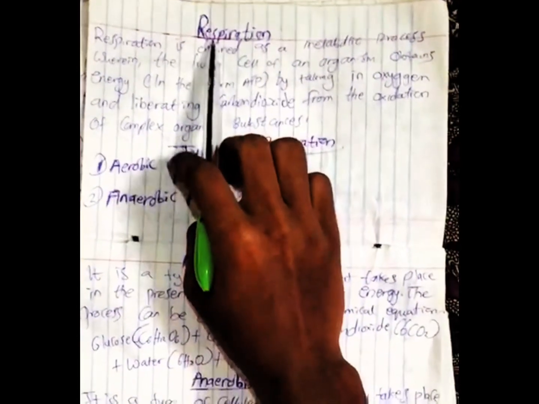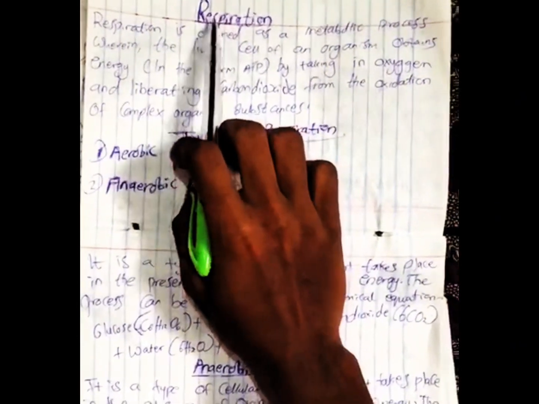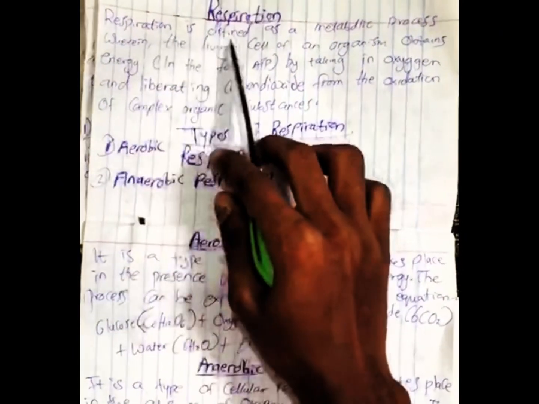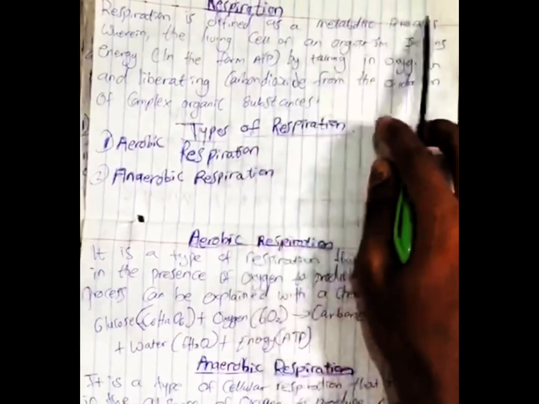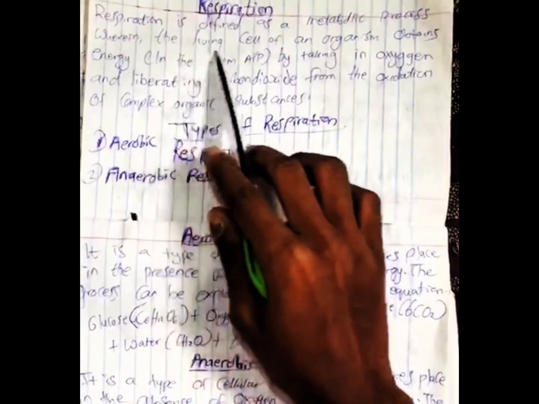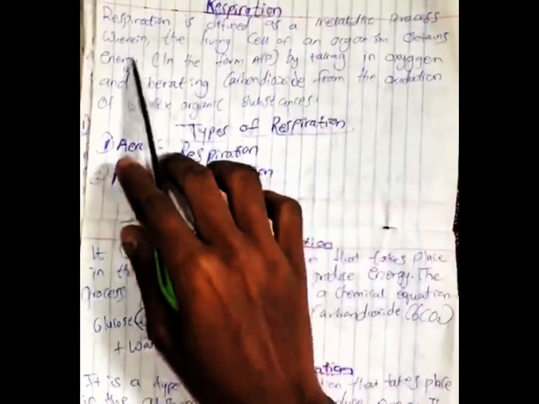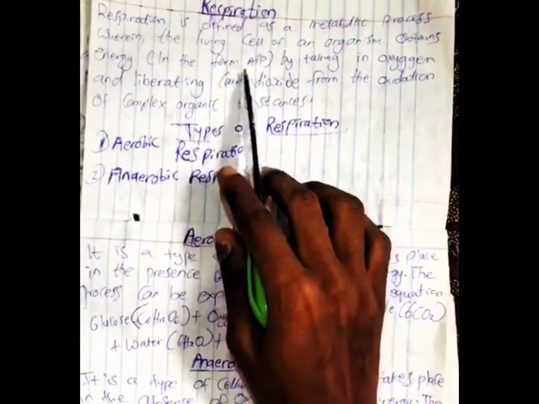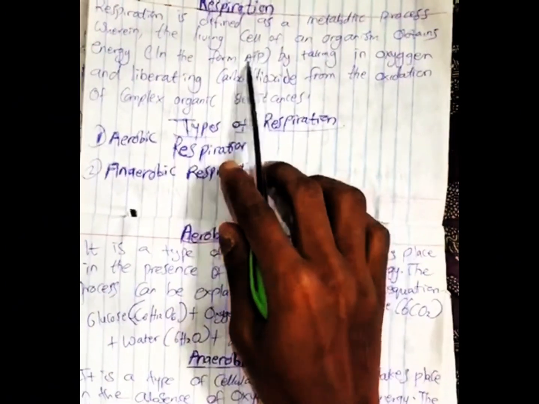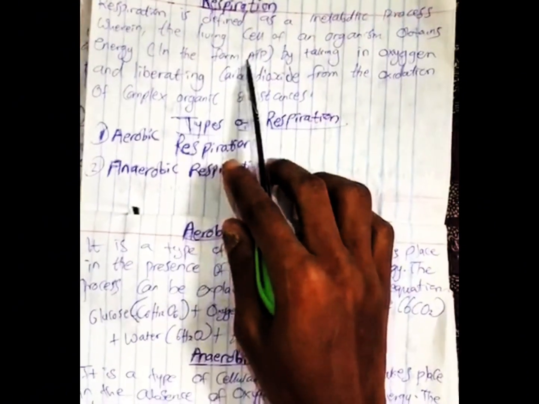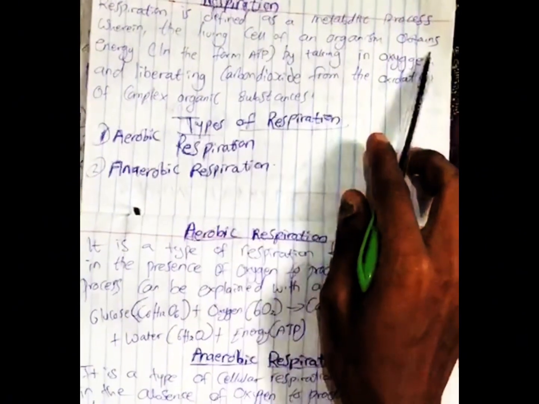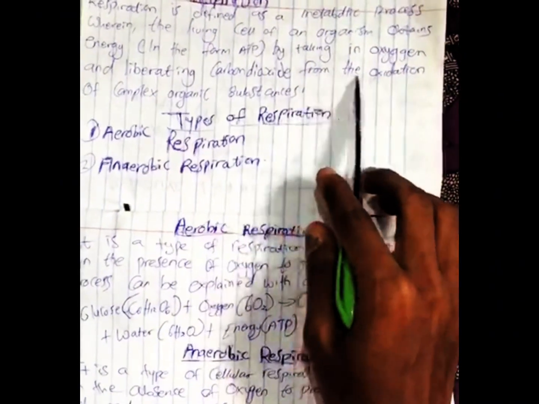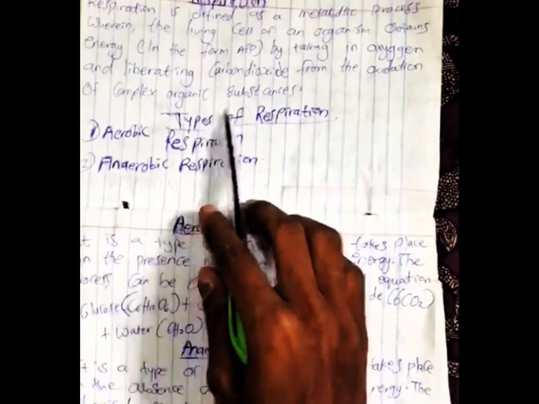Alright, so today we are going to be looking at respiration. Respiration is defined as a metabolic process wherein the living cell of an organism obtains energy in the form of ATP. ATP means adenosine triphosphate, by taking in oxygen and liberating carbon dioxide from the oxidation of complex organic substances.